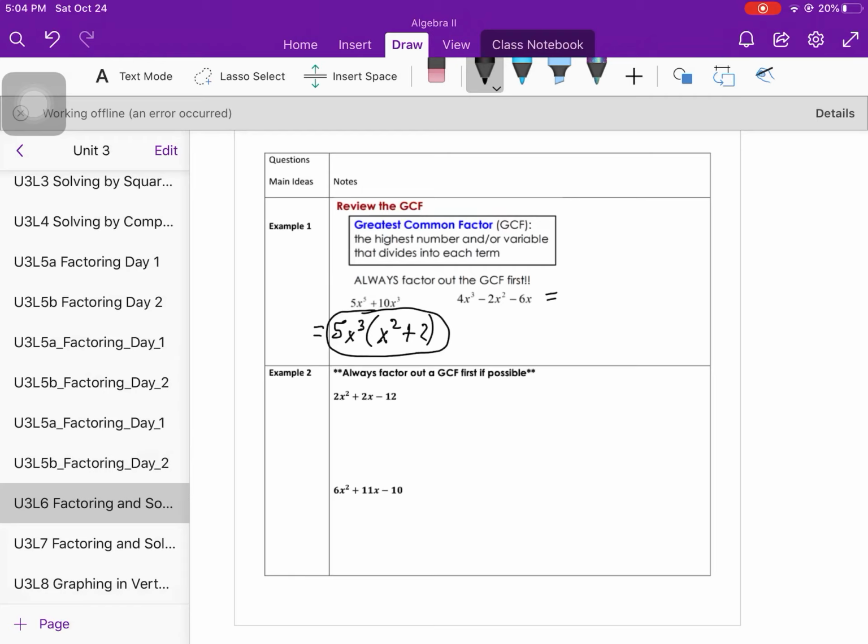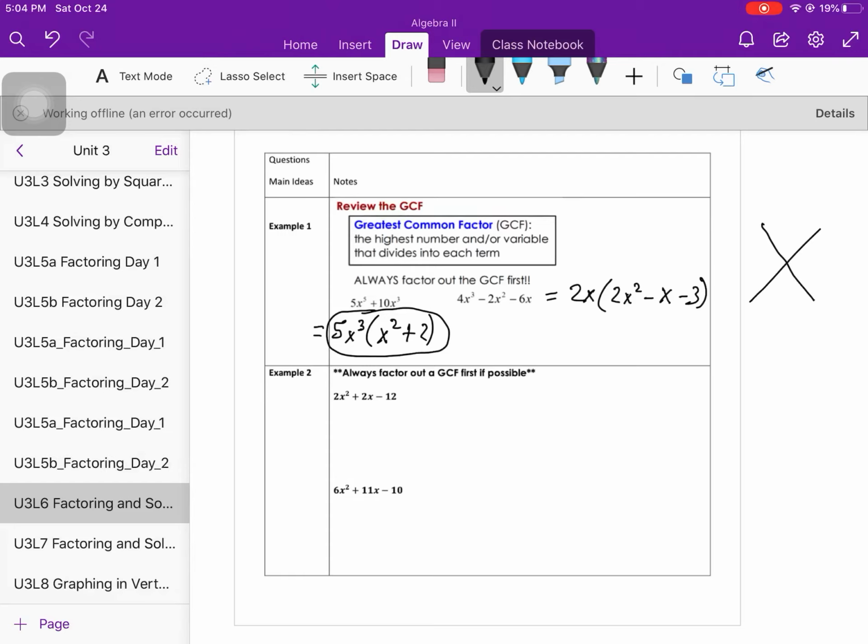Now we look at this one here. Everything's an even number, so we can take a 2 out of everything, and everything has at least one x, so we can take an x out. Then we get 2x squared divided by 2x, which would just be x. When we take 2x out of the last one, we get minus 3. Okay, now this one is factorable.